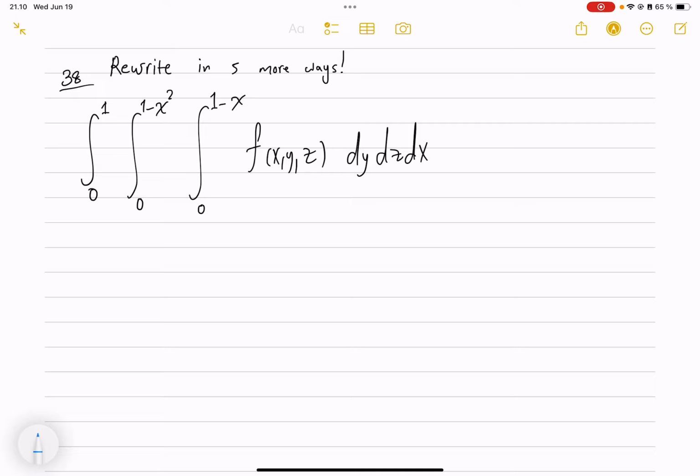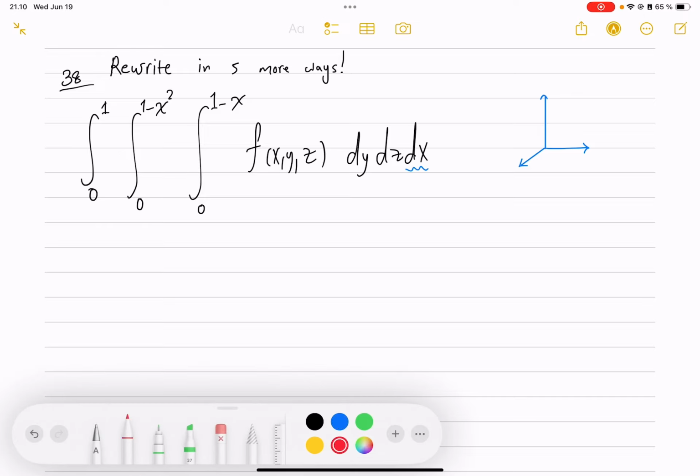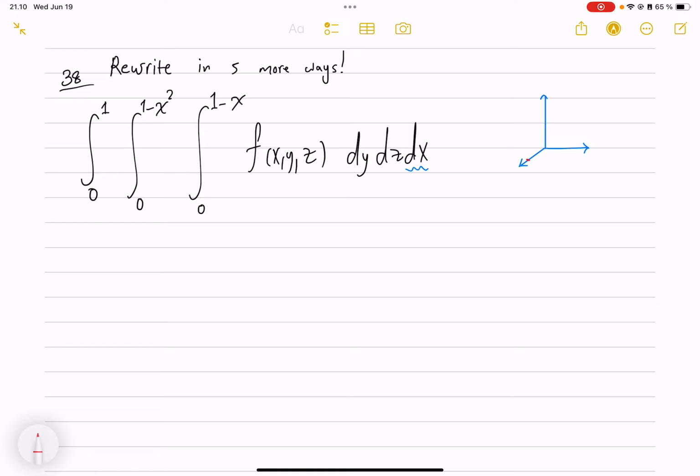So in order to answer such a question, we have to first get an understanding of the domain we're talking about here. And let's try to see what's happening. We have to read everything off the boundaries. F is irrelevant. Actually, we don't know what f is in this case. So this integral says as x goes from 0 to 1, so that will be here, z goes from 0 to 1 minus x squared.